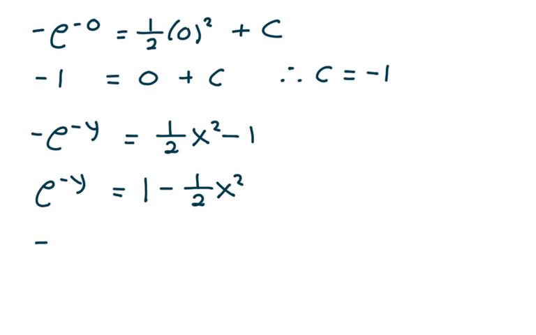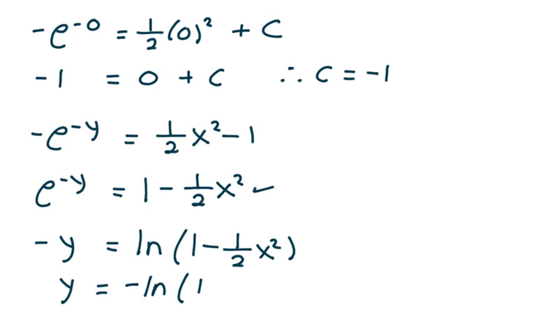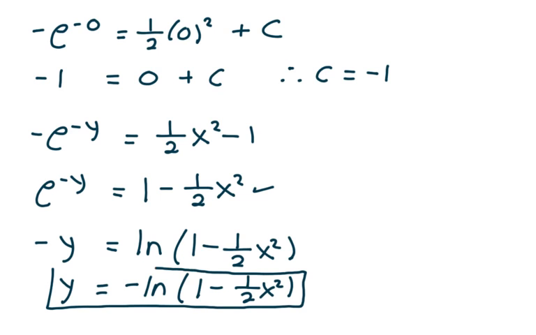So I'm going to take the natural log of both sides, and I'm going to say negative y is natural log of 1 minus 1/2 x squared. Okay? And I don't need absolute values because e to the negative y is positive, and for appropriate values of x, 1 minus 1/2 x squared must also be positive, right? Of course, x has to be restricted for that to be true, or even this equation won't make any sense. And so y is negative natural log of 1 minus 1/2 x squared. And this would be the answer for example 1.